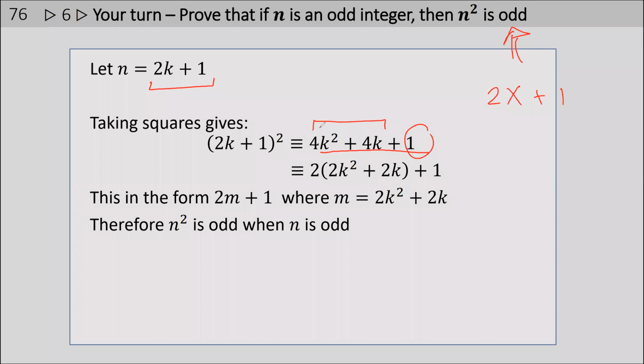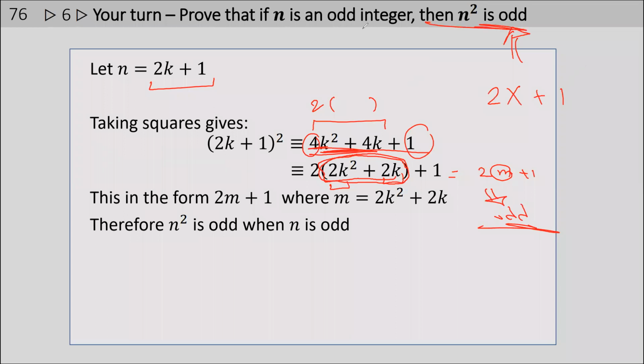So the 1 is here. You want this part to be written as twice an integer. It's very easy. You can take 2 as a common factor from those two terms, and the remaining will be twice k squared plus twice k. And you know that if k is an integer, all of this bracket is an integer, so it could be written as twice m plus 1, where m is some integer. This is the form of an odd number. So this is what you wanted to prove, that n squared is odd.